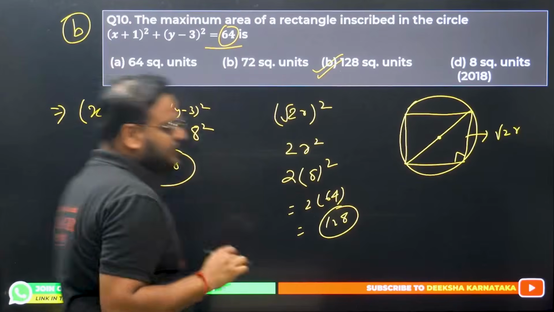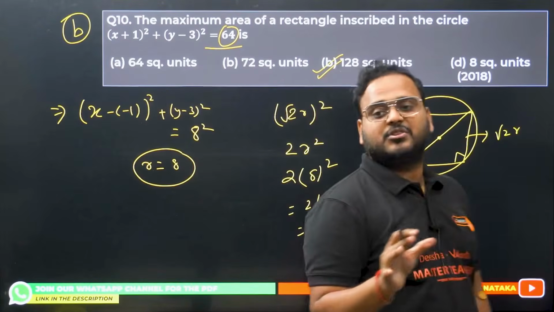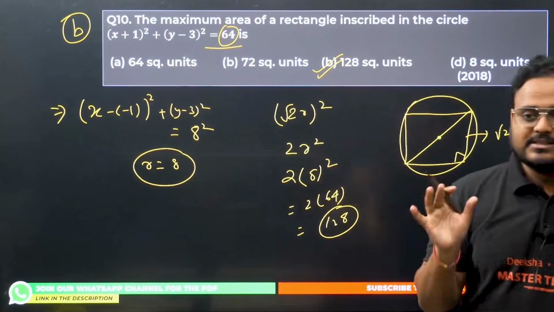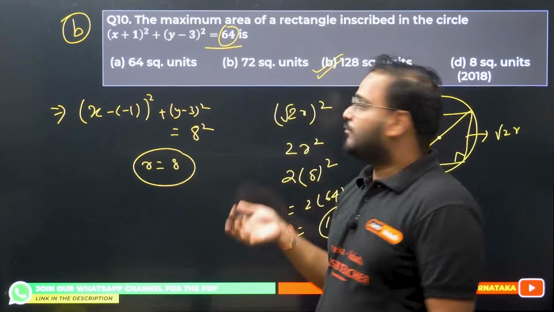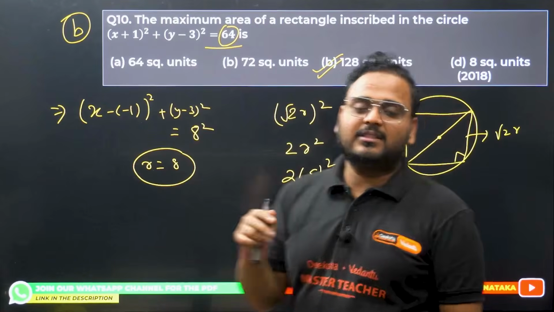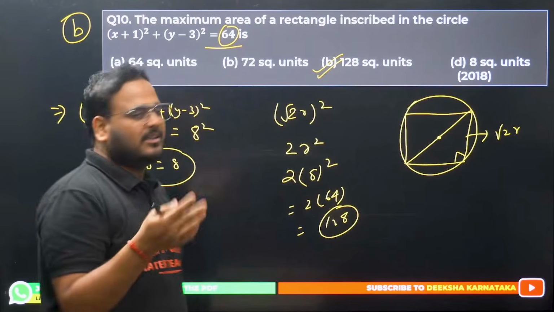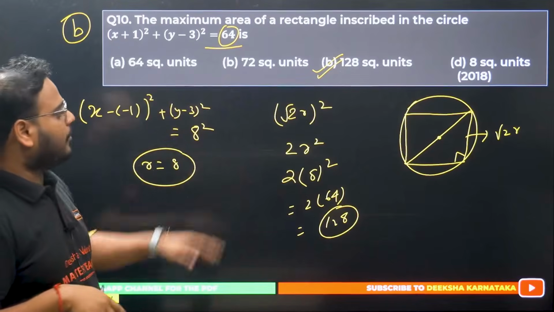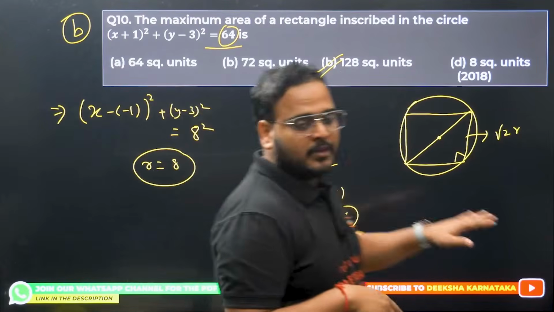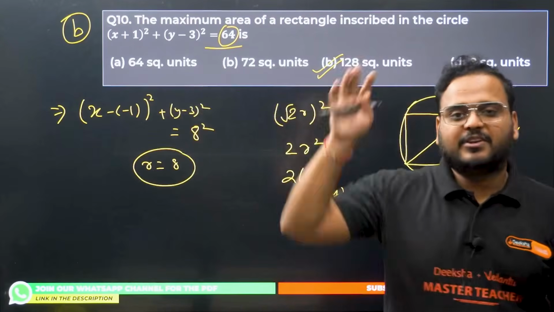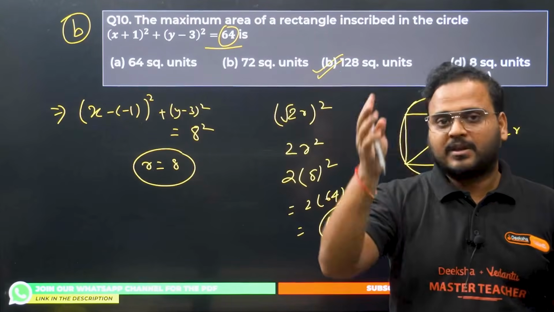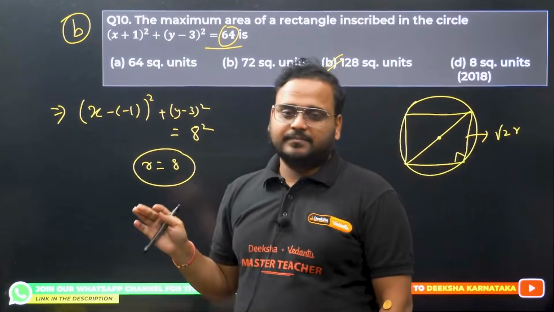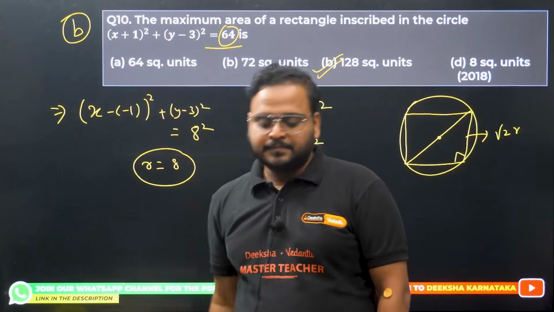Now, if you want to ask me, sir, is there an approach to solve this question using AOD? There is, but it will take too much time. You take the length and breadth as L and B or X and Y. Then you have to write one of the variables in terms of the other variable, and then differentiate the function of the area, correct? It will be too much time. So you don't have to do all of that. No need to do any of this.